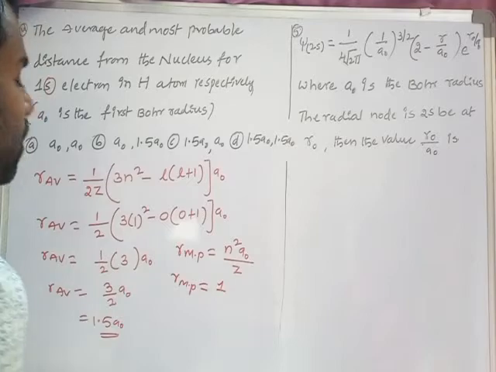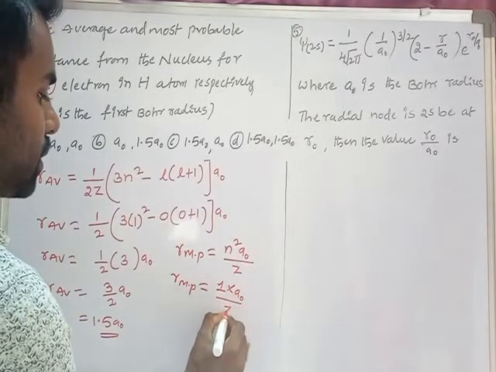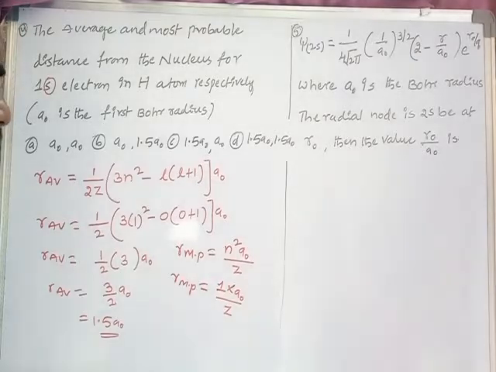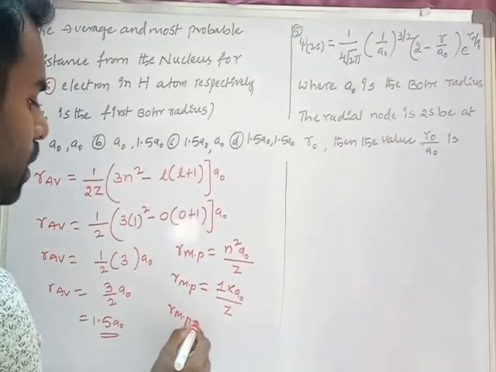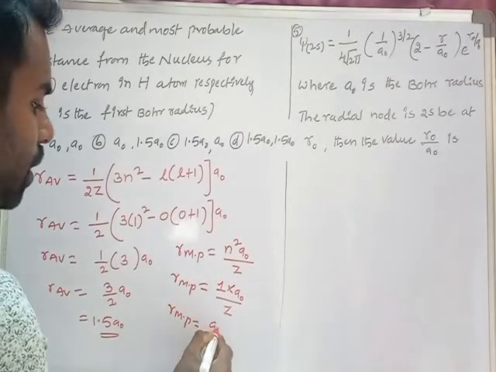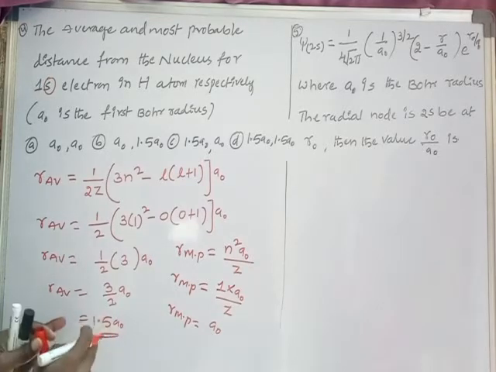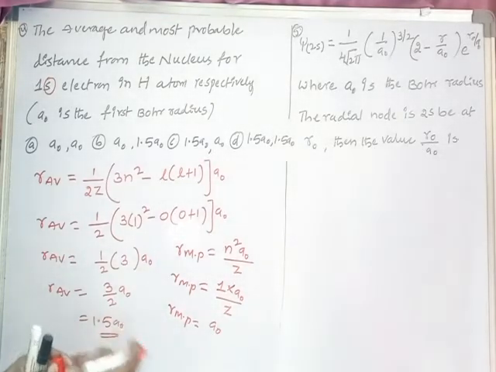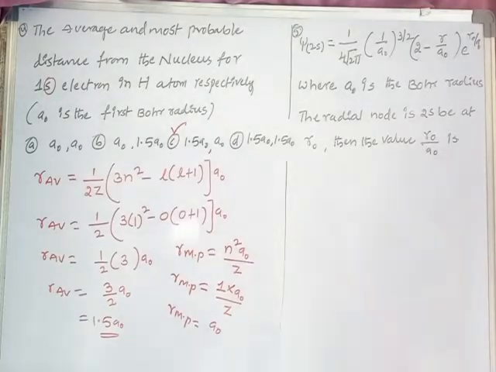Means cell number equal to 1 into A naught by Z into A naught by Z. Z equal to how much? 1. Means most probable distance equal to A naught. Why? Because Z equal to 1, A naught by 1 is nothing but A naught. Means what are the average probable distance? 1.5 A naught. Most probable distance A naught. Then what is the answer? First, average probable distance. The answer is C.